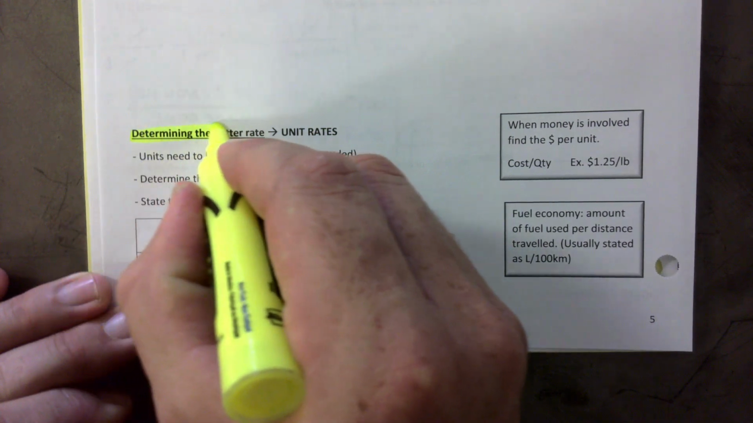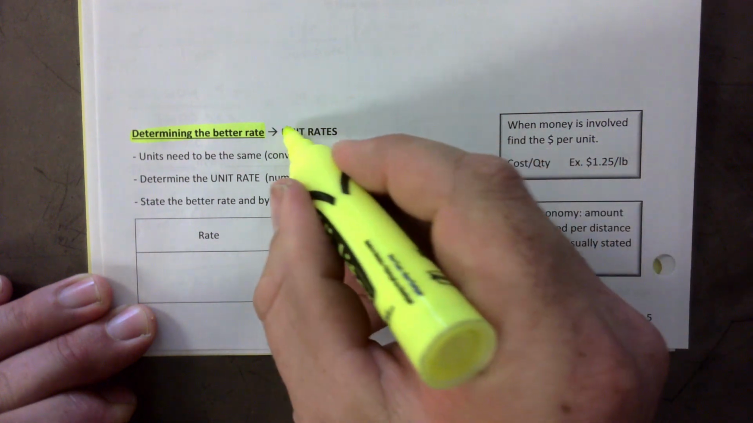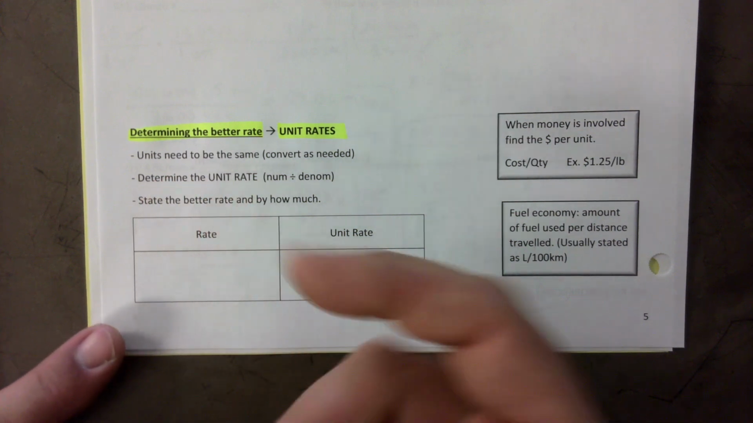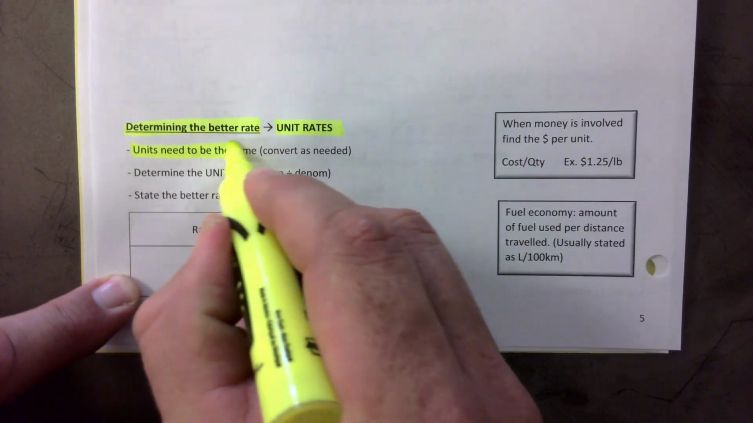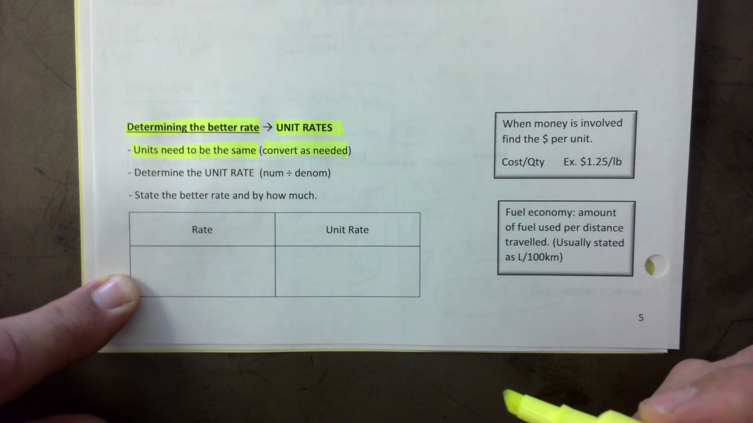If you ever want to know the better rate, like which one is better, make sure you use unit rates to make that decision. Don't just leave it as is. Don't just make a guess, right? Units need to be the same. Okay, so that's very important. Units need to be the same. You convert as needed, always.